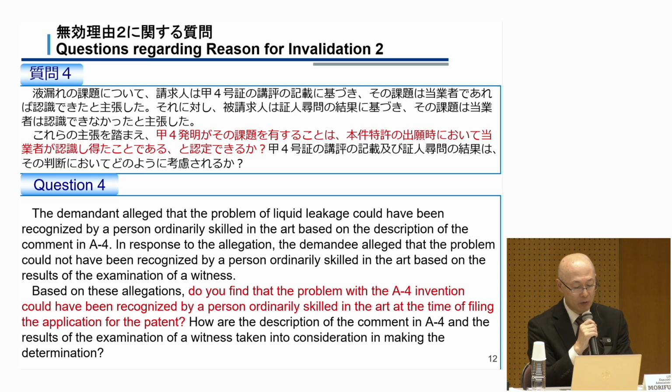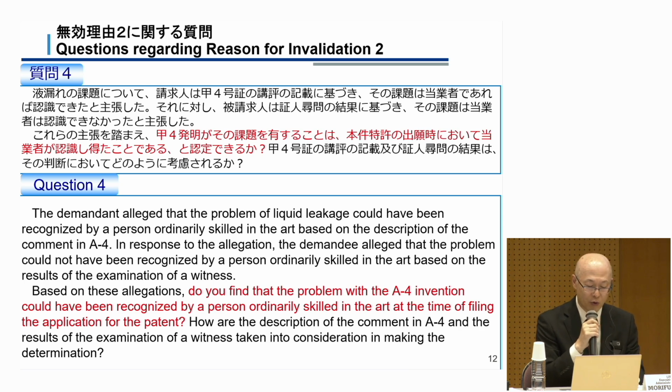To begin with the conclusion, I don't think the result of the witness examination will be taken into consideration. I will explain in detail. Reason for invalidation 2, alleged by the demandant, is about the lack of inventive step based on A4 described invention.